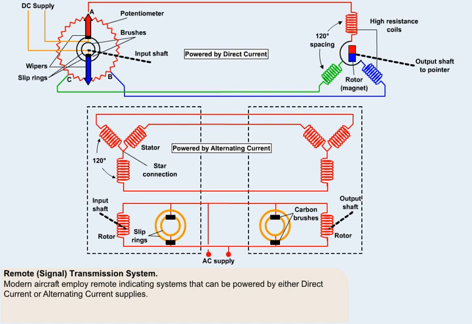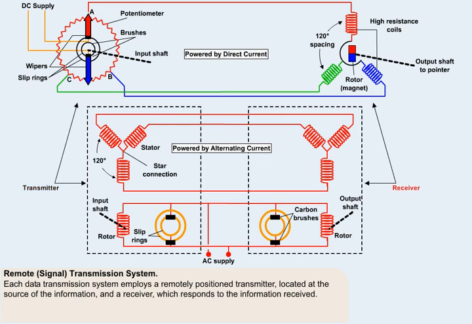Modern aircraft employ remote indicating systems that can be powered by either direct current or alternating current supplies. Whatever the power source, each data transmission system employs a remotely positioned transmitter located at the source of the information, and a receiver which responds to the information received.